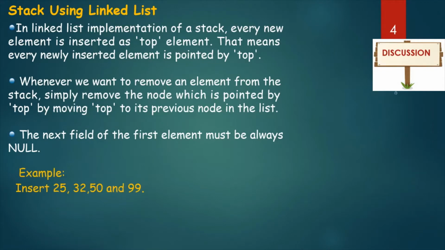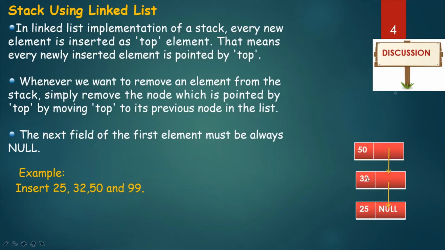Take one example. I want to insert 25, 32, 50 and 99 in our stack. So how can you implement this using linked list? First create one node. Info is 25, next is null. Now create another node whose info is 32. Next is the address of this node 25. Again create another node, info is 50. The next is address of 32. Again create another node, info is 99. Next is address of 50.